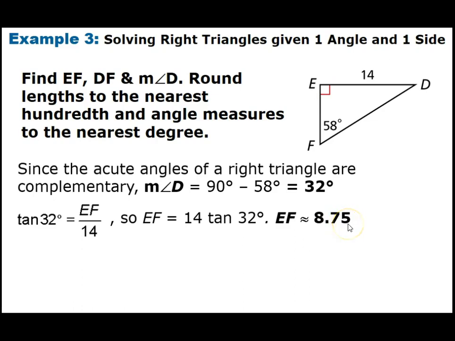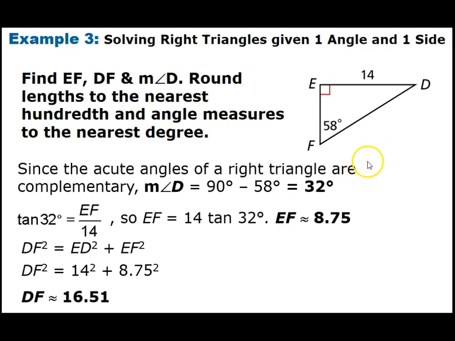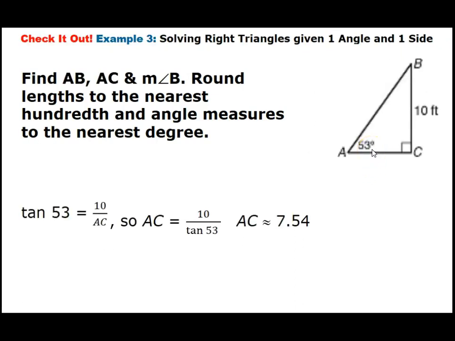Now at this point, again, we could use a ratio, or we could use the Pythagorean theorem to solve, because we now have the two sides and we can solve for the hypotenuse. So if we use Pythagorean's theorem, we would do that the hypotenuse squared is equal to the two sides squared. Add that together after we square them, and we get that DF is 16.51. Go ahead and do this check it out example and then come back to me.